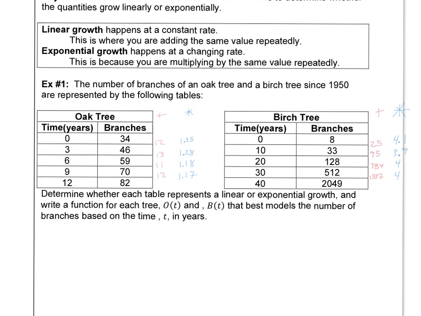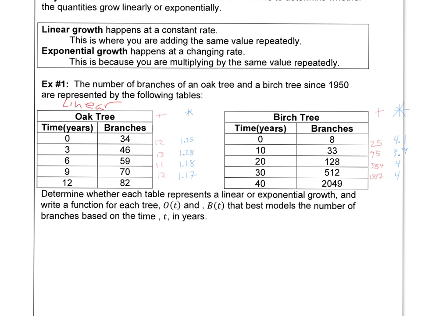each of them. What I want to point out on the oak tree is that it looks as though we're pretty much just adding 12 every time. Multiplying by a number doesn't really work here because that number is different every time. So look up here. Does this look like we're adding the same value repeatedly, or does it look like we're multiplying by the same value repeatedly? Well, to me, it definitely looks like we're adding. So I think the oak tree is linear. We'll talk about how to write a linear equation in a second.